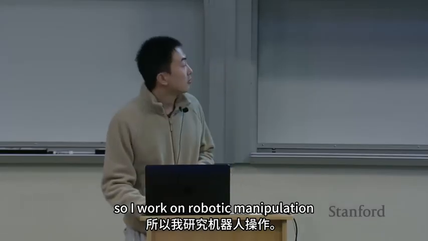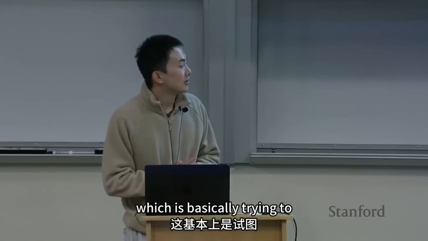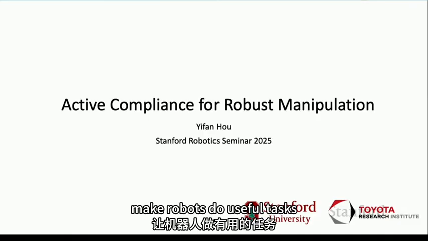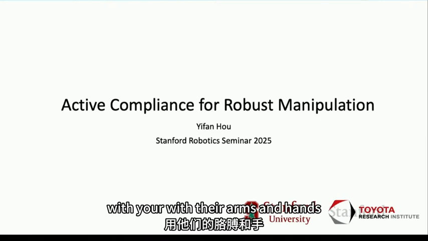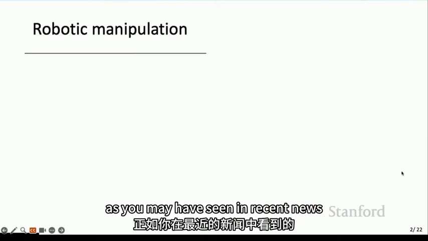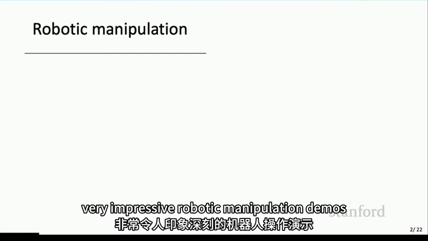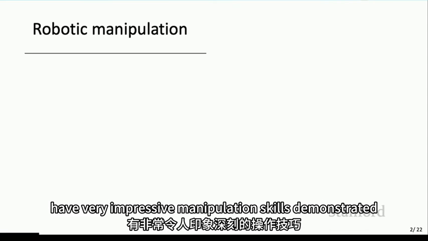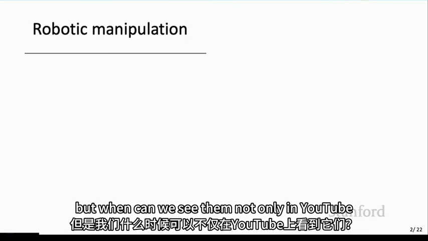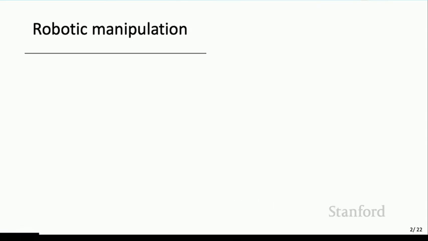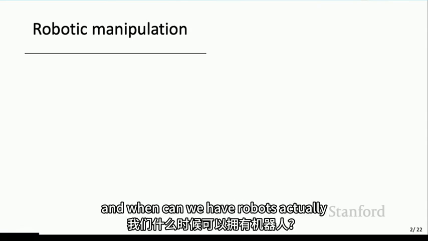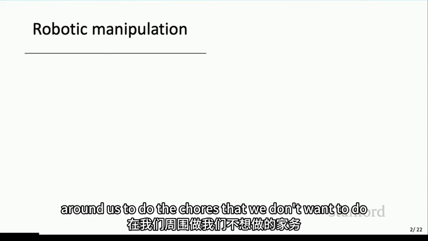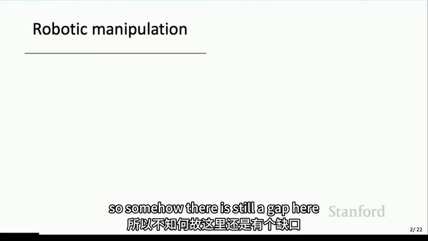So I work on robotic manipulation, which is basically trying to make robots do useful tasks with their arms and hands. As you may have seen in recent news, there has been a lot of very impressive robotic manipulation demos on YouTube. Those companies make beautiful hardware and have very impressive manipulation skills demonstrated. But when can we see them not only in YouTube, but in our daily life? And when can we have robots actually around us to do the chores that we don't want to do? So somehow there is still a gap here.